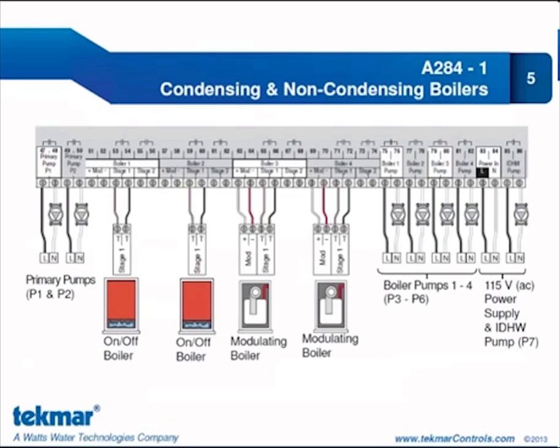On the right-hand side, we have our power in. Of course, it's 115 line voltage. And we have the terminals for the indirect domestic hot water pump. You'll notice all of these pump terminals are dry contacts. Now we can switch up to 230 volt, 5 amp, 1/3 horsepower through these terminals.